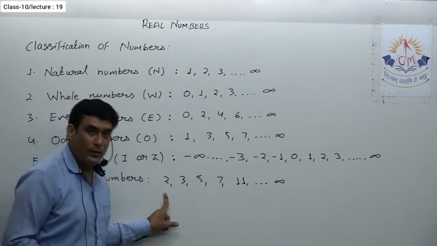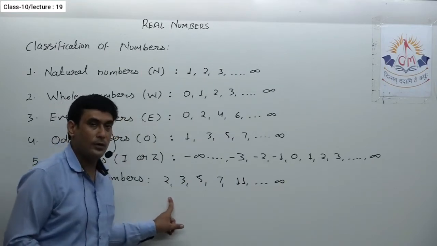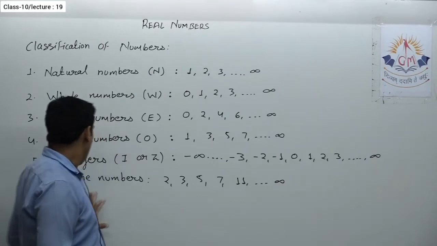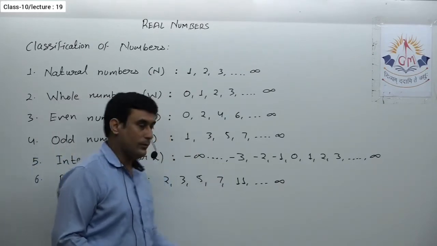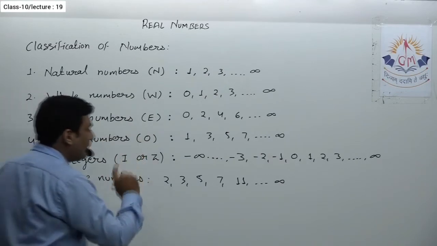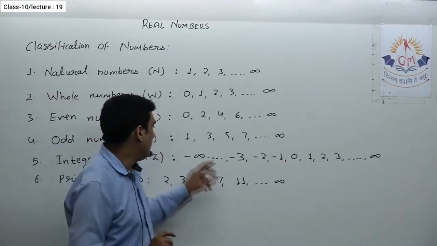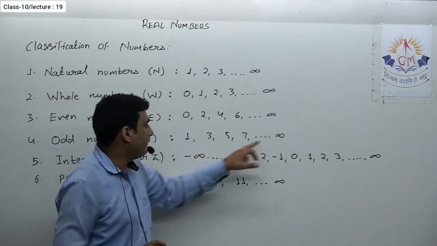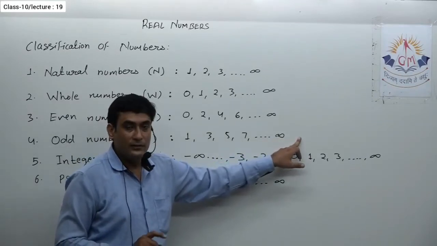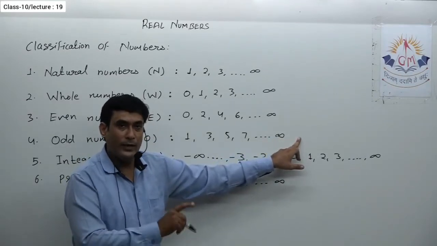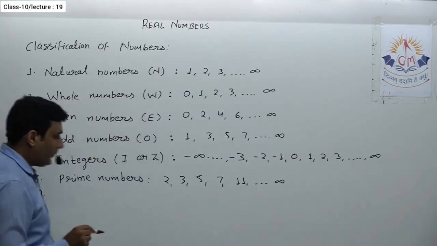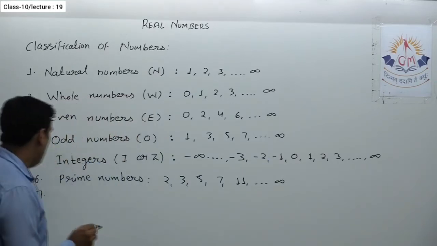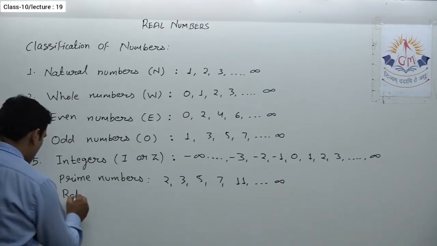2 is the only even prime number. Other than 2, all prime numbers are definitely odd numbers. But all odd numbers are not prime numbers, isn't it? In the list of odd numbers we have 9, which is not a prime number because it has more than 2 factors. Then after prime numbers, next we'll come to the rational numbers.